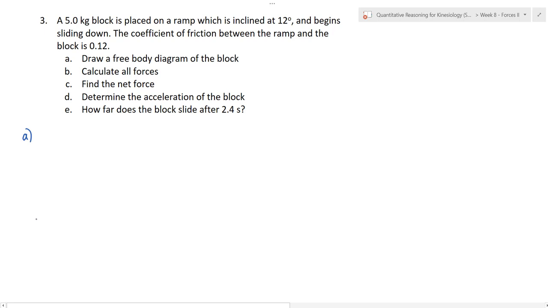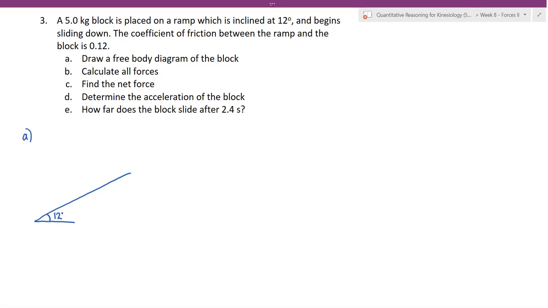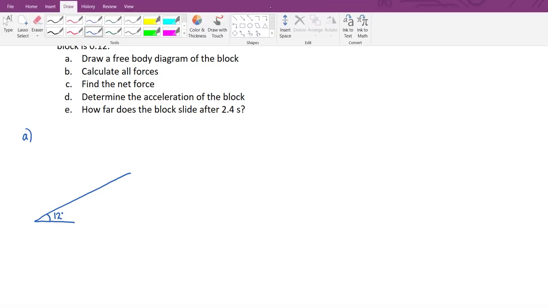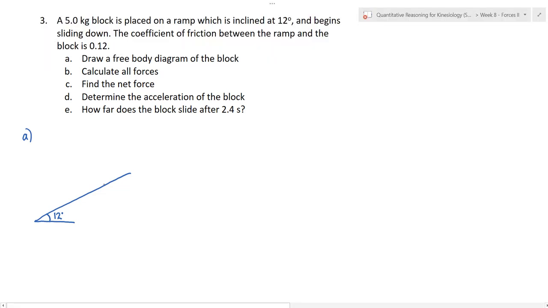So let's draw a ramp, and it's inclined at 12 degrees. So we have a block resting on the ramp. Let's change the color here. So this is my block. I'm representing this as a dot. And what are all the forces acting on this block? As always, we have a force of gravity that always points straight down.